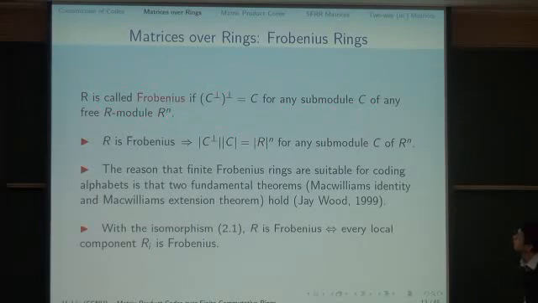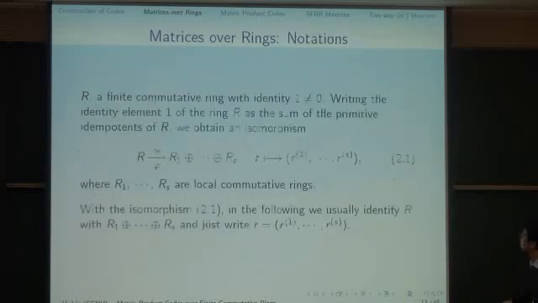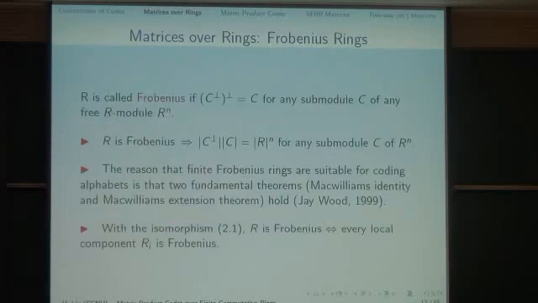For which rings do we have 2.1? For any ring? The previous slide? This one? Yes, this is true for any commutative ring. Here we don't need Frobenius. In this talk we want to use these properties of Frobenius rings.